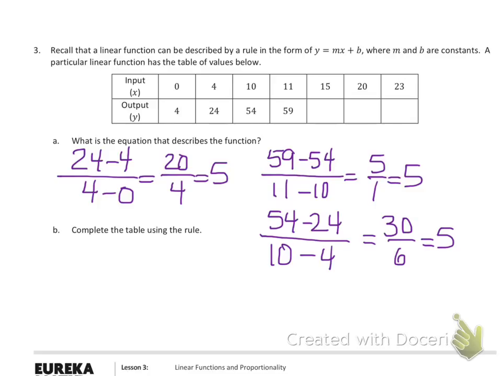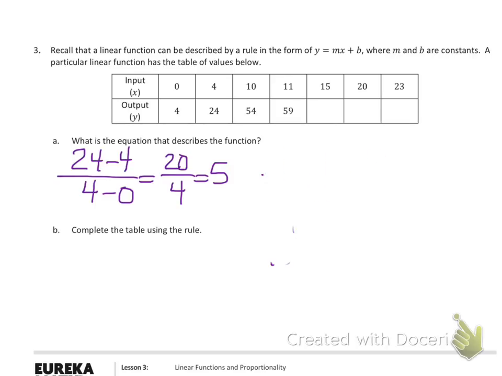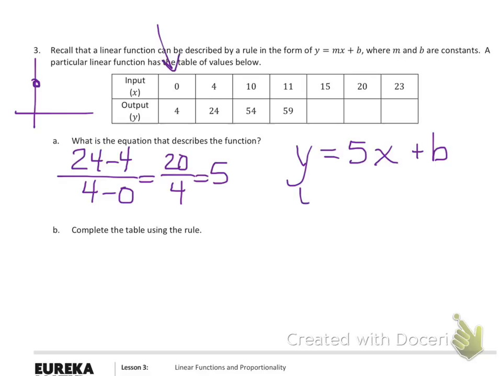So let me get rid of all this. So we can begin to write our rule. Since we know that the m is our rate of change, I can write most of the rule here. Y is equal to 5 times x, because 5 is our rate of change of y with respect to x. So 5x, and so now I just need to know what b is, plus b. Well, b is that y-intercept. So the y-intercept, remember, is the point on the y-axis where x is 0. Well, they've told us what that point is. It's right here, 0, 4. So y is equal to 5x plus 4.